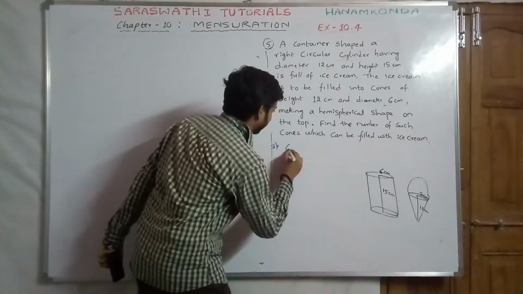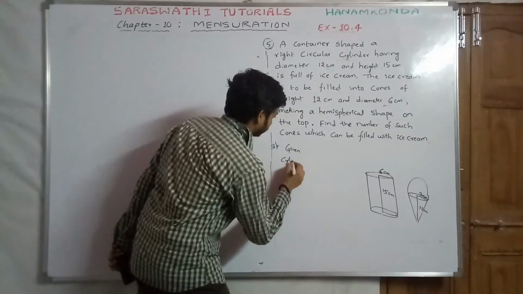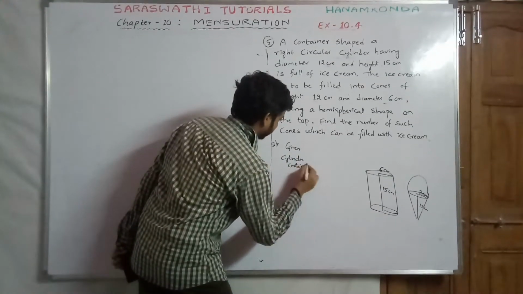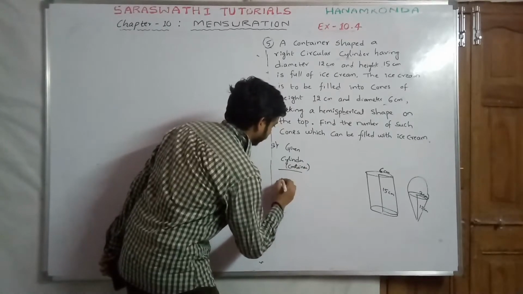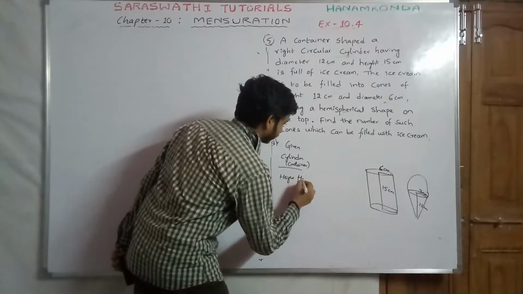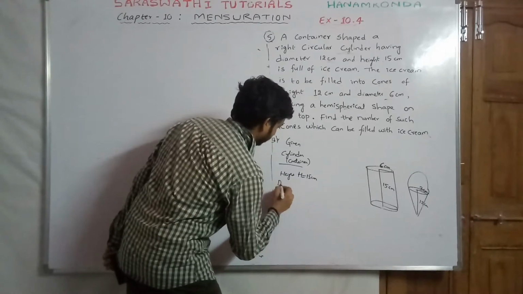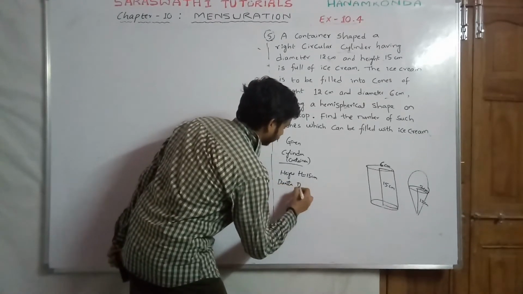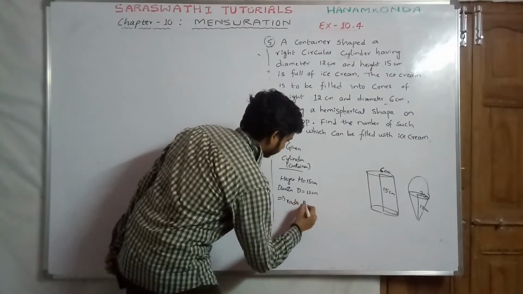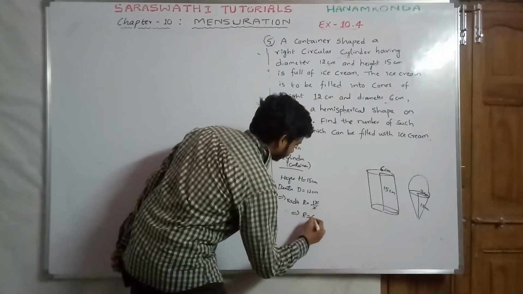Let us first write the given data. Cylinder container dimensions: height of the cylinder, let's take it as capital H, is 15 centimeters. The diameter, capital D, is 12 centimeters. So it implies that the radius, capital R, is half of the diameter, 12 by 2. So R equals 6 centimeters.